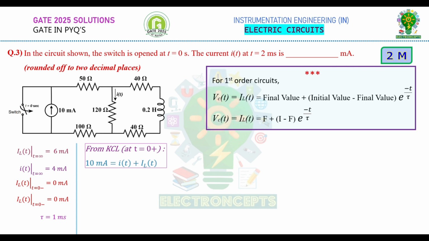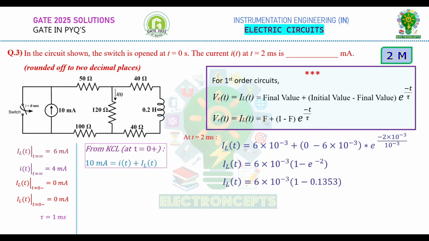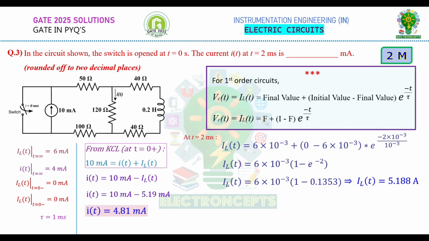To calculate the value of current flowing through the inductor at t equal to 2 milliseconds, substituting the values of final value, initial value and time constant, we get the current flowing through the inductor IL of t as 5.18 milliamps. Now using KCL, we can calculate the value of current flowing through the 120 ohms resistor, I of t, as 10 milliamps minus IL of t, which gives the value 4.81 milliamps. Therefore, the current I of t at t equal to 2 milliseconds is 4.81 milliamps.